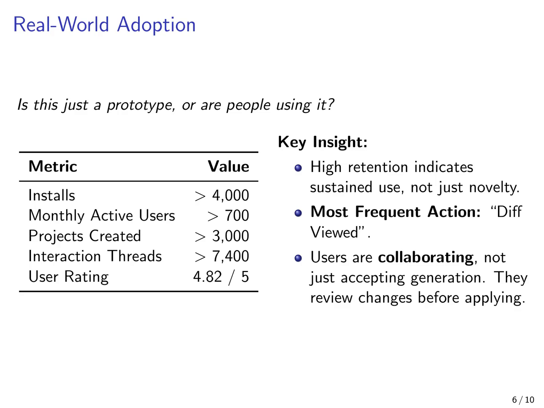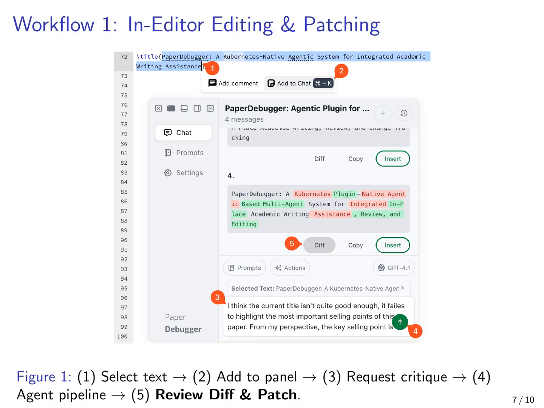All right, theory and data are great, but let's actually see how this feels in practice. The authors walk through 2 core workflows that really show off the system's capabilities. So here's the first one, basic in-editor editing. Imagine you've written a title for your paper. You just highlight it, pop open the PaperDebugger panel, and ask it for a critique. The agent goes to work and comes back with suggestions, presented as these really clean before and after diffs. You can see exactly what it wants to change, and if you like it, you just click to apply the patch. It's this beautiful, tight feedback loop, all inside the editor.